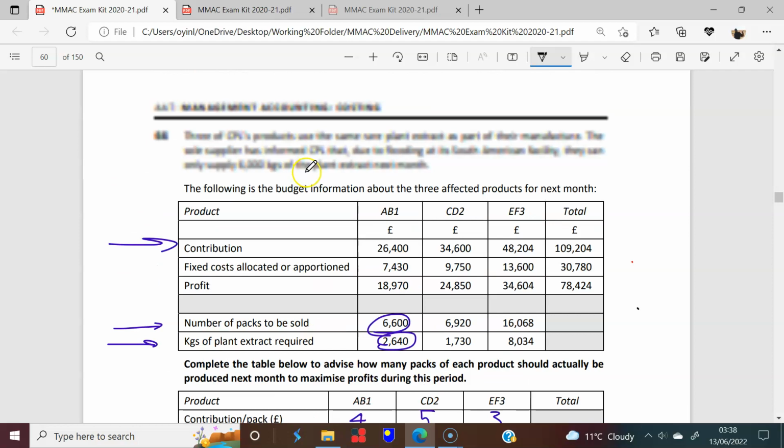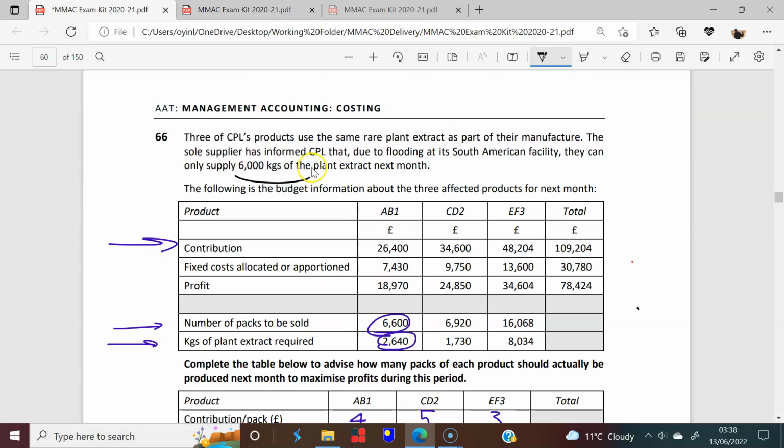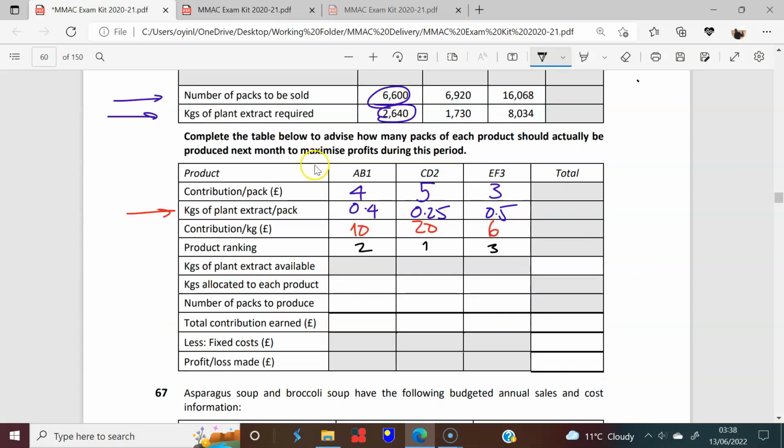Why have I got 6,000 in my head? Yes, here we are. You only have 6,000 kilograms of plant extract. So of course we're going to do this one first. We're going to give 1,730 here, then we're going to give 2,640 here, then whatever's left we will give to the third. So let's do that. We have 6,000 minus the 2,640 minus the 1,730, which is 1,630. So we have 1,630 here.